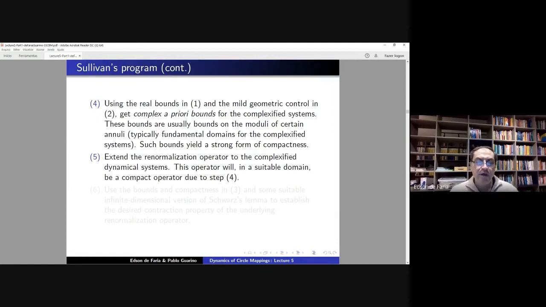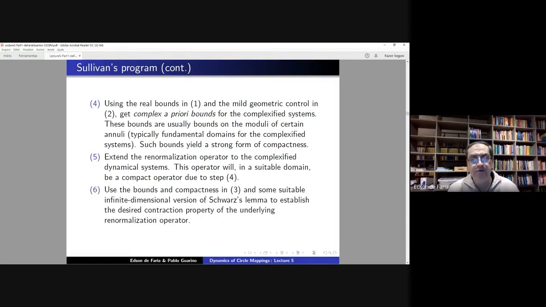So you now extend the renormalization operator to these complex dynamical systems. Okay. So if you're able to do that in such a way that the renormalization that you have in the complex domain is compatible with the renormalization that you have in the real domain, then you can study the renormalization operator in that context. And the idea is that because you're dealing with complex systems, you can use some sort of Schwarz lemma in infinite dimensions, say, to try to establish this contraction property of the renormalization.